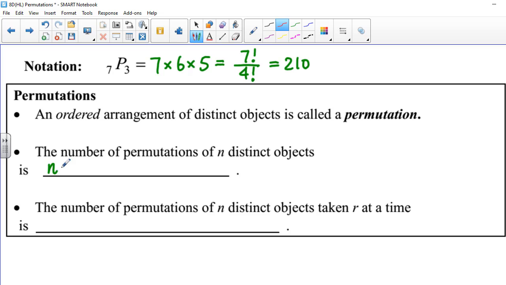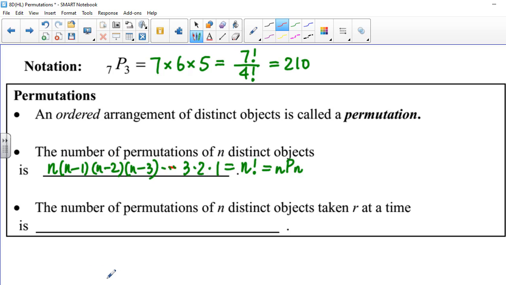We should have n times n minus 1 times n minus 2 times n minus 3 all the way down to 3, 2, 1. Based on the notation of factorial, we also know that this one is the same as n factorial. N factorial means I have n distinct objects. I line all those objects up in order. How many ways are there?